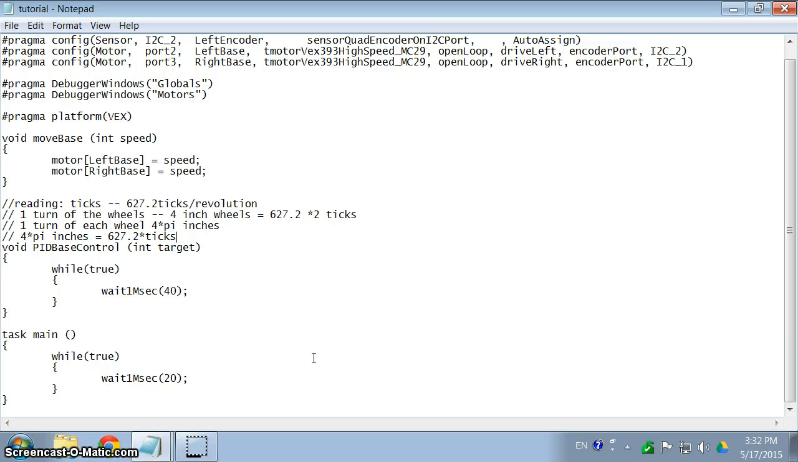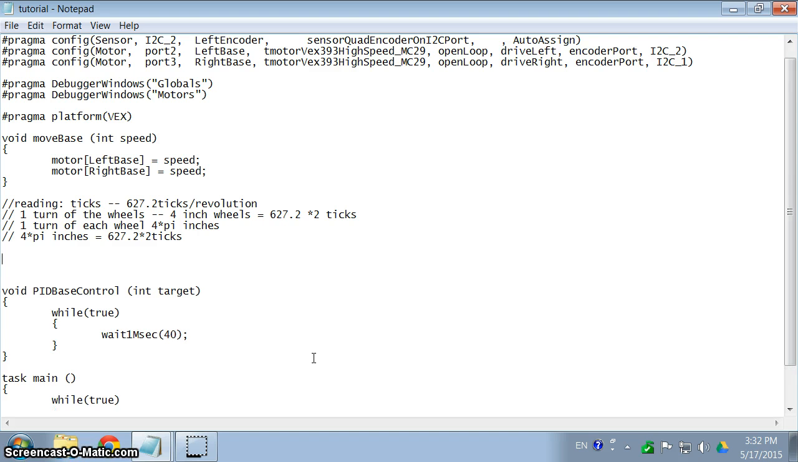Alright, so we just talked about that 4 times pi inches on the base, in our case, is equal to 627.2 times 2 ticks. And now we need to calculate a constant that can convert inches to ticks, which is essentially how many ticks per inch. And how would you do that?